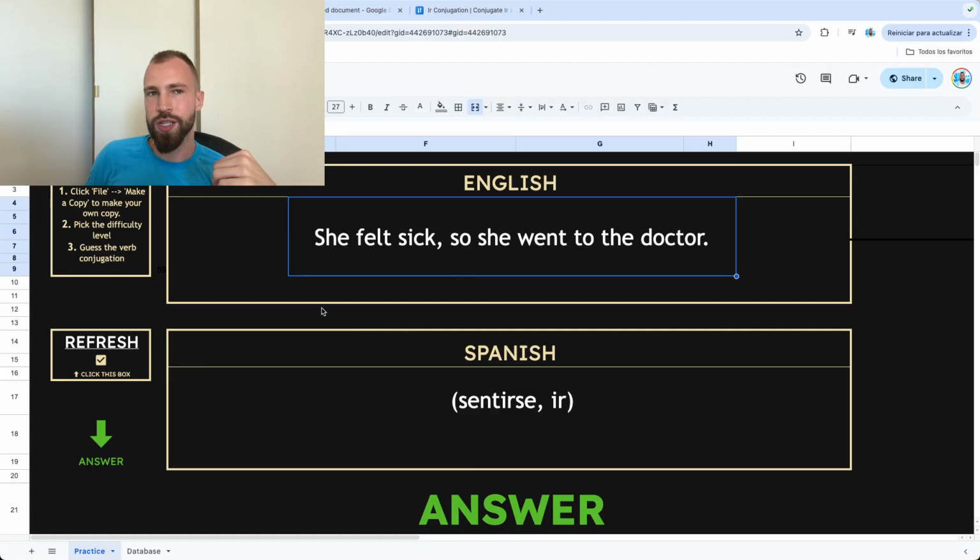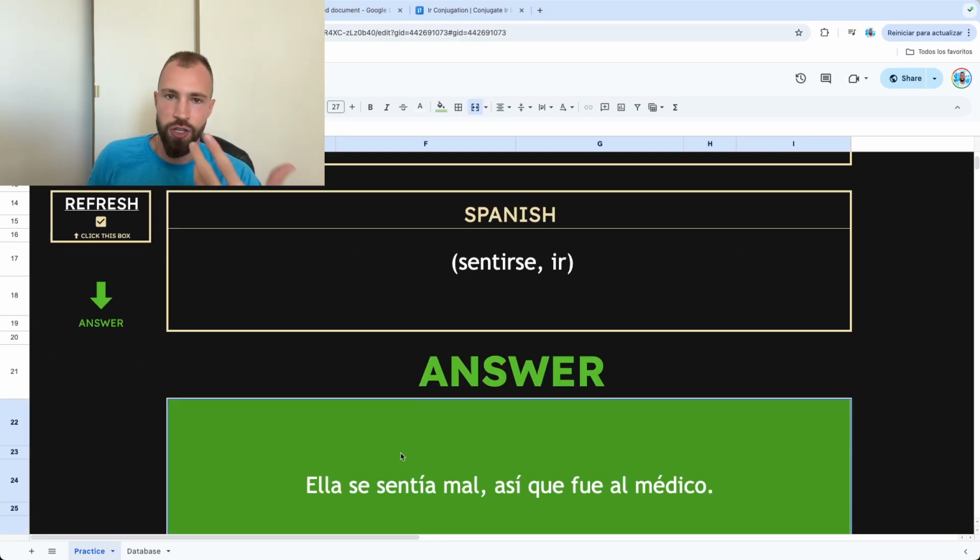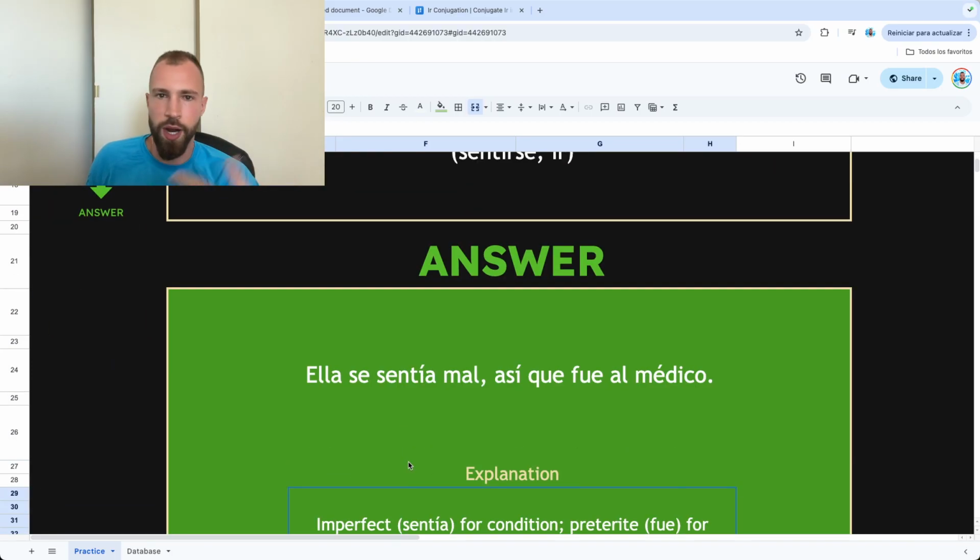A lot of people try and just theory their way into conversational Spanish rather than practice their way into it. And the way I did it was literally this: try and say something from English to Spanish, check the answer, and understand why it's wrong. Or if I got it right, understand why it's right.